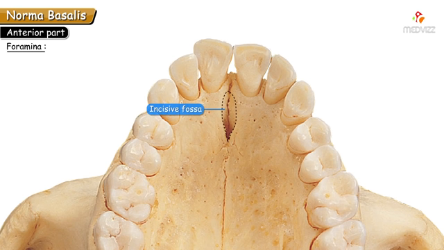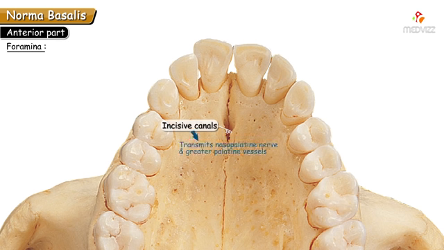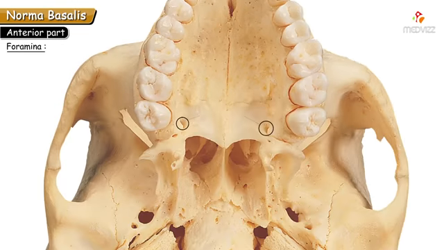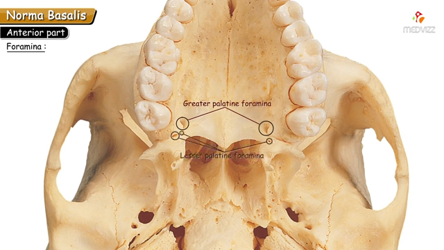Incisive fossa is present just behind the incisor teeth. So it is a deep depression present just behind the incisor teeth. And this incisive fossa, if we see keenly, it contains two openings, right and left incisive canals. Incisive canal transmits nasopalatine nerve and greater palatine vessels. Now we shall talk about greater palatine foramen and lesser palatine foramen.